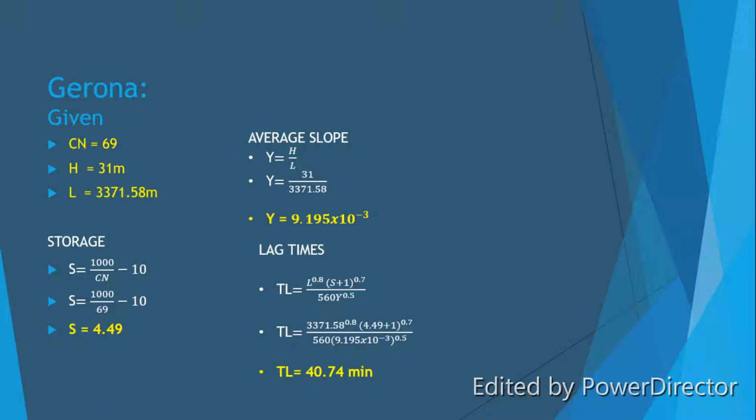The storage for Herona is 4.49. The average slope is 9.195 times 10 raised to negative 3, and the lag time is 40.74 minutes. For Capas, Cn is equal to 70, H is equal to 41 meters, and L is equal to 15,887.44 meters.